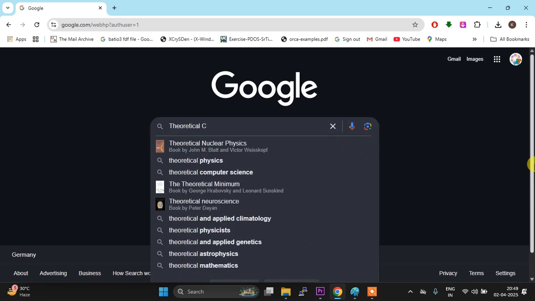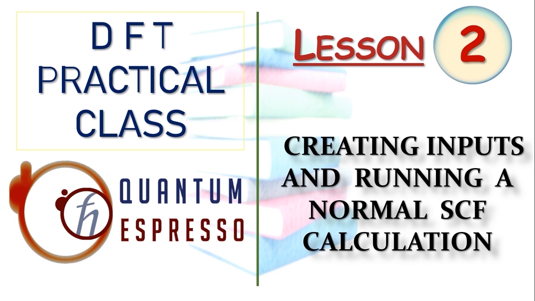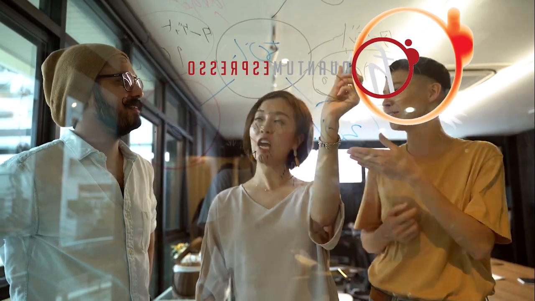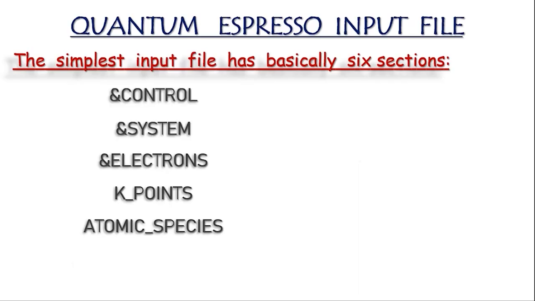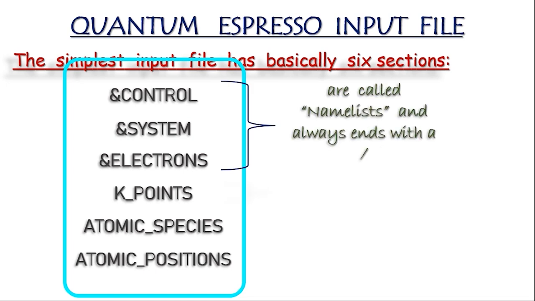Welcome back to Theoretical Quantum Matter Physics, and this is the second video of the DFT Practical Class lecture series where we are learning how to use Quantum Espresso. In the previous video, that is, in the first tutorial, you have already learned what a namelist is, what a card is, and many other things also.